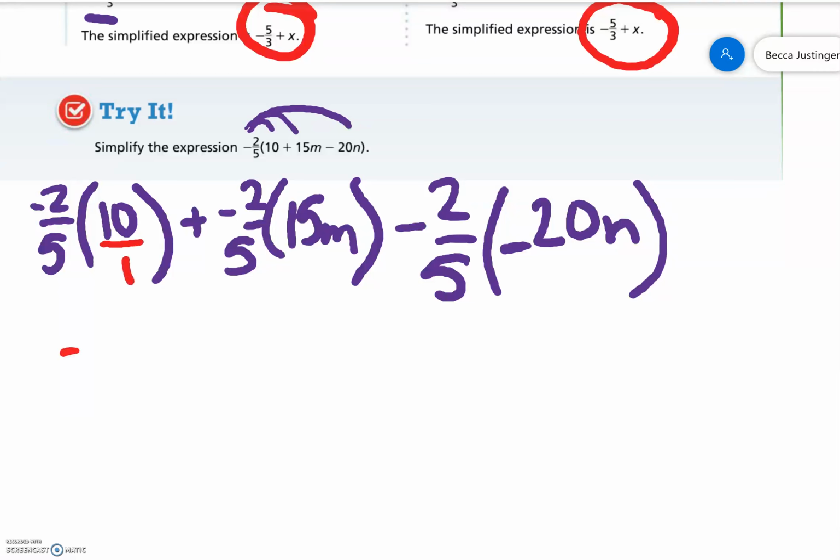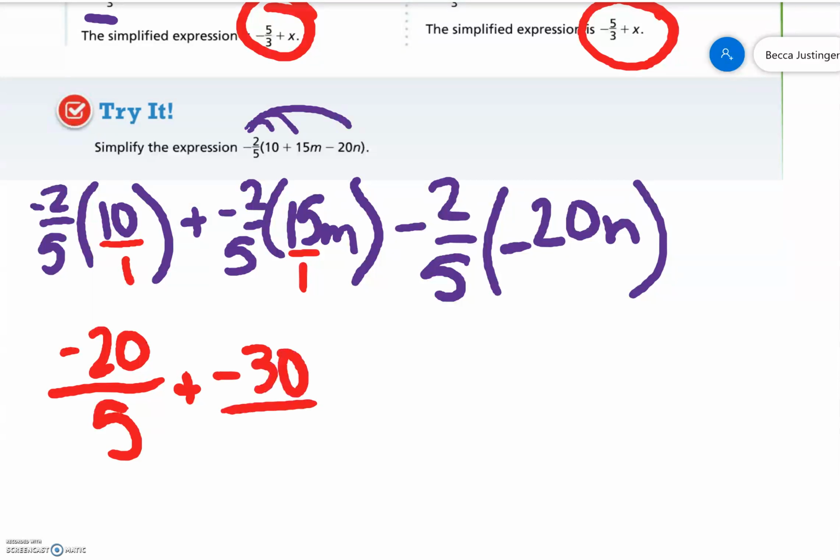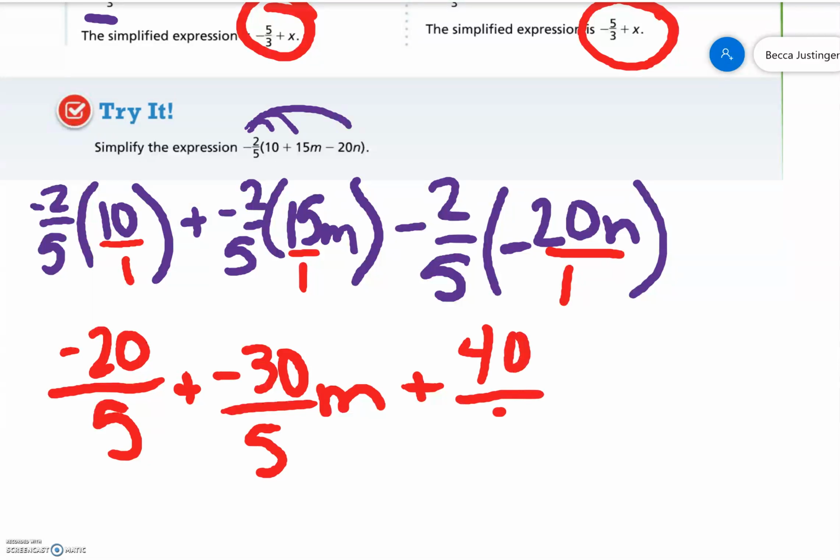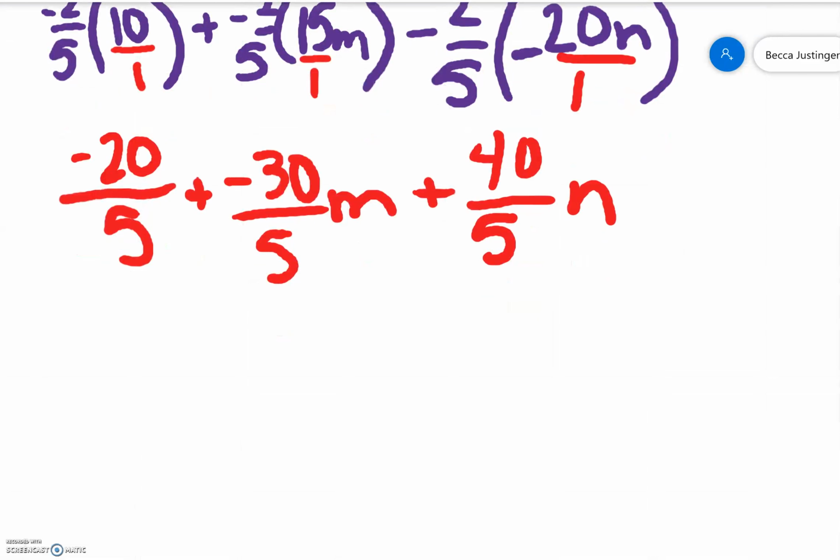Negative 2 times 10 is negative 20. 5 times 1 is 5. Negative 2 times 15, I'll put this over 1, gives me negative 30. 5 times 1 is 5. The m comes along. Negative 2 times negative 20 gives me positive 40. 5 times 1 is 5. Bring along the n. Now we'll simplify.